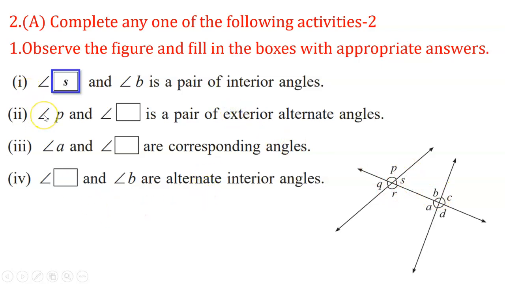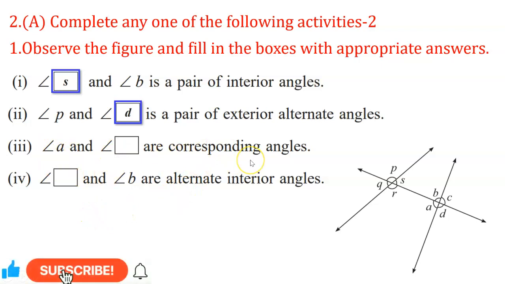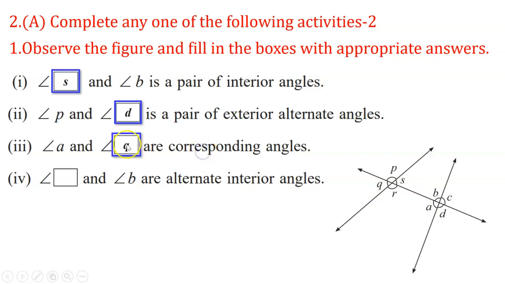Okay. Next, angle P and dash dash is a pair of exterior alternate angles. Now see this here P and which angle is the pair of exterior alternate angles, and here the exterior alternate angle is D, and hence the answer is D there. Okay. Next, angle A and the dash dash are corresponding angle. The corresponding angles, A चा corresponding angles कुठला असेल तर तो Q आहे इथे. The corresponding angle of A is Q, and this is the answer.